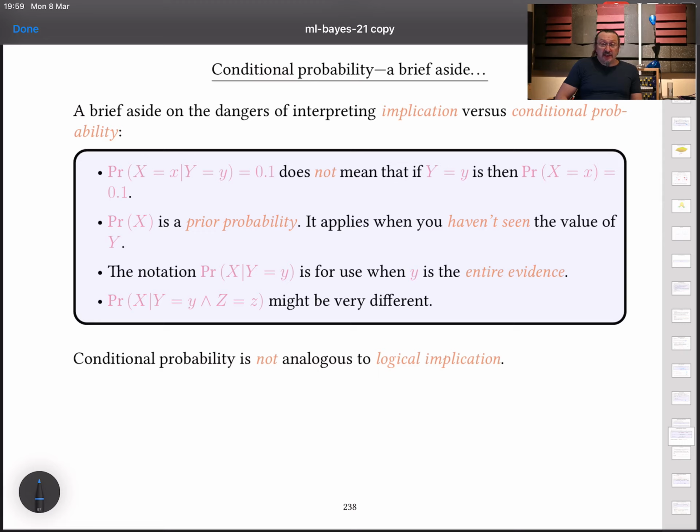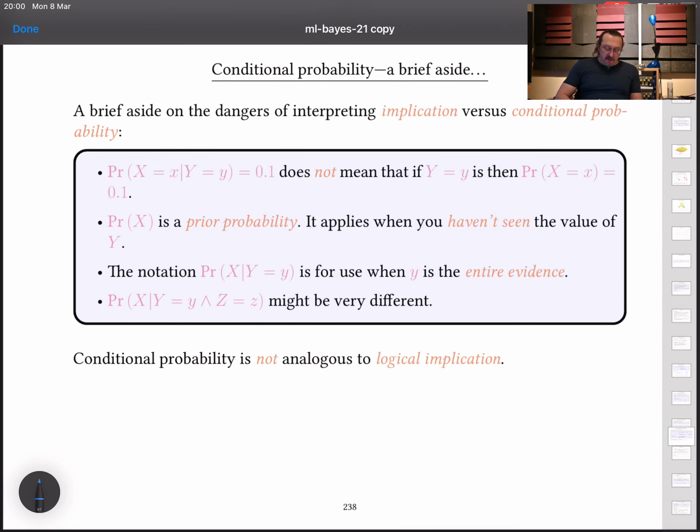If you talk about the probability of x conditional on y, that's appropriate when y is all of the evidence that you have. And its value may change if new evidence comes along. So the probability of x conditional on y and z may be completely different. So if you happen to know the value of y and you have established that the probability of x conditional on y is known, you can't just use that known value as the probability of x. It's a more complicated quantity than that.